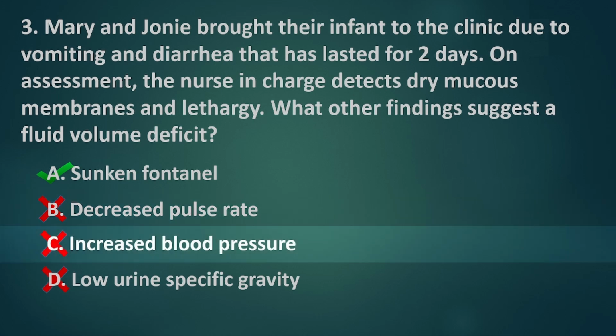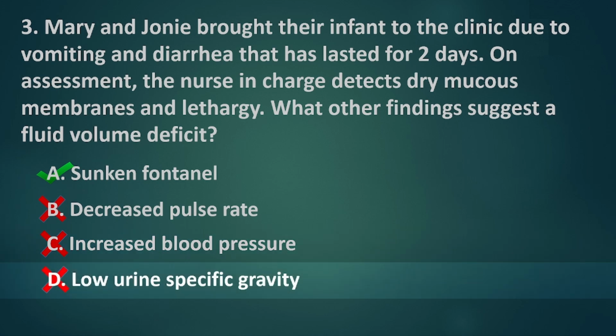There should also be a decrease in blood pressure as fluid volume is directly proportional to blood pressure, making option C incorrect. Low urine-specific gravity means that the urine is less concentrated and has more than the usual fluid amount. This makes option D incorrect.